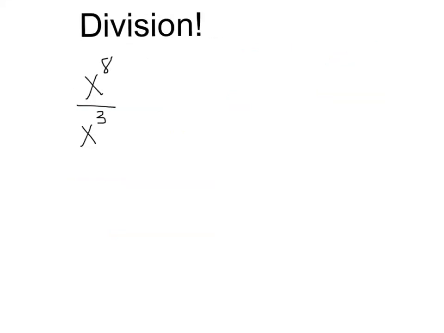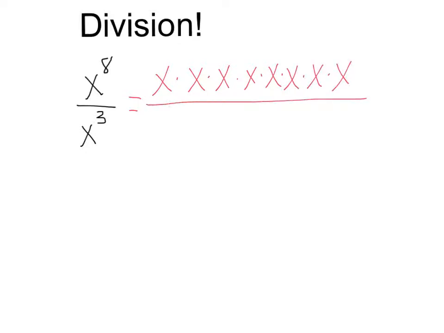Looking at division, we could do the same thing. Here we have x to the eighth divided by x to the third. So if we wanted to rewrite that, we'd have 8 x's on top, 1, 2, 3, 4, 5, 6, 7, 8, and on the bottom we'd have 3 x's. So we'd have x cubed, 1, 2, 3.